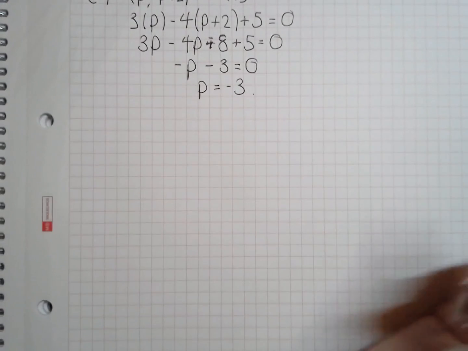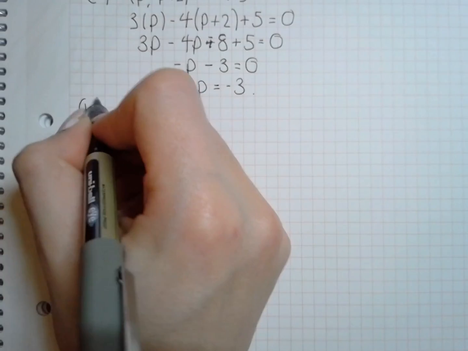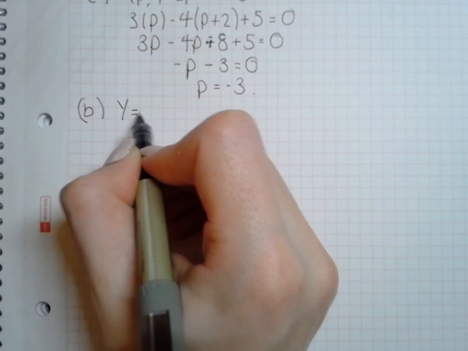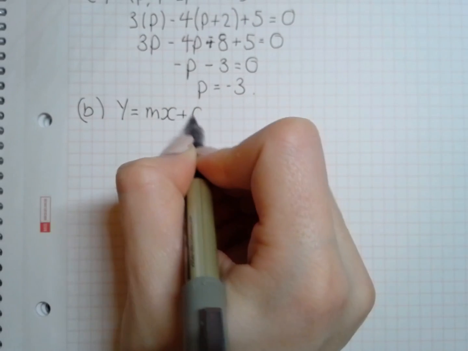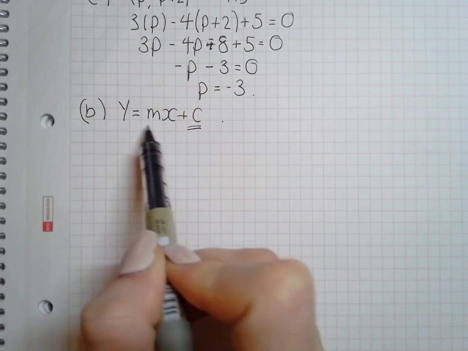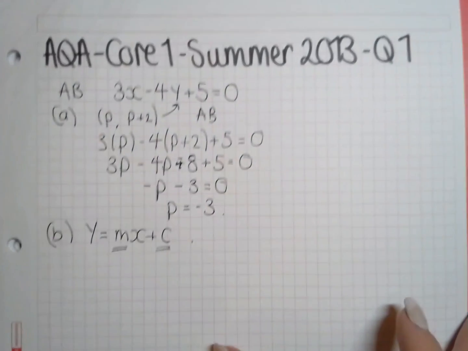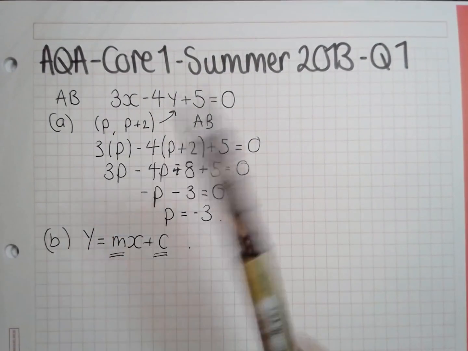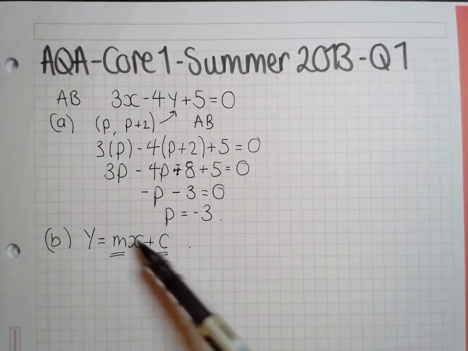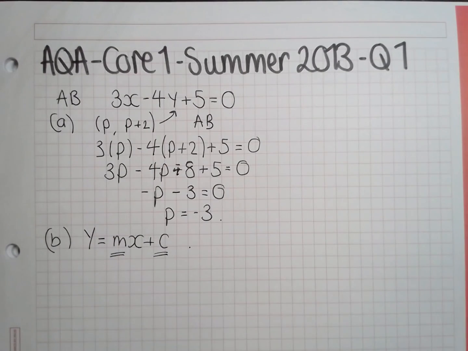Okay. Part B says find the gradient of AB. So we know that the general equation of a line is y equals mx plus c. And in this general equation, we know that c is a constant and m is the gradient. So if we can manipulate this line and make it look like this, then we will know that whatever number is in front of the x is the gradient.